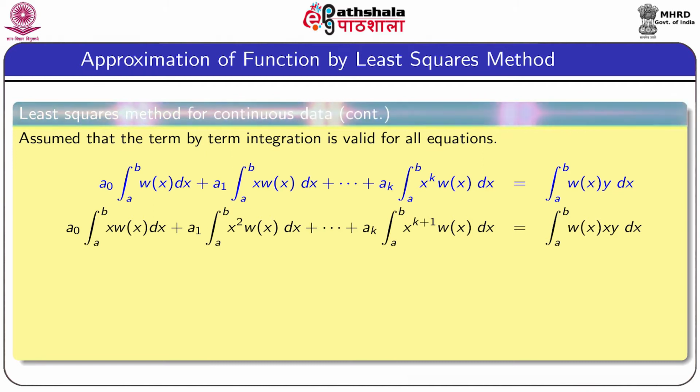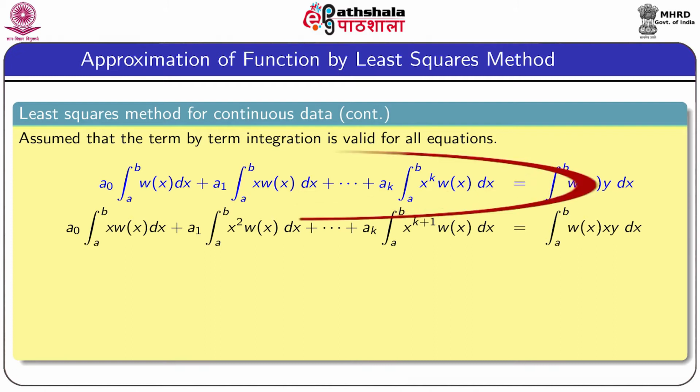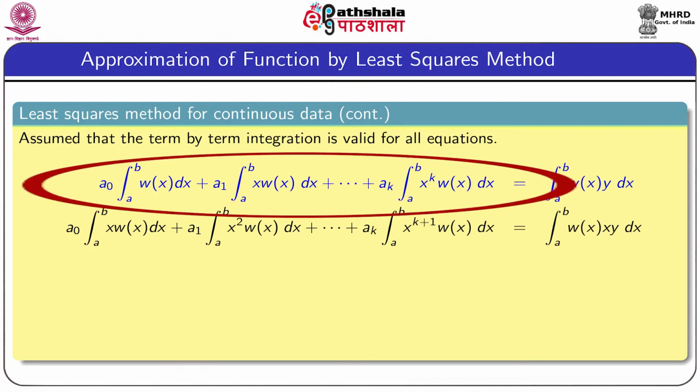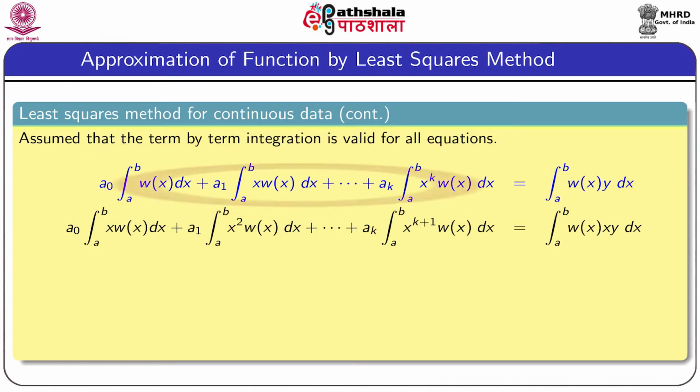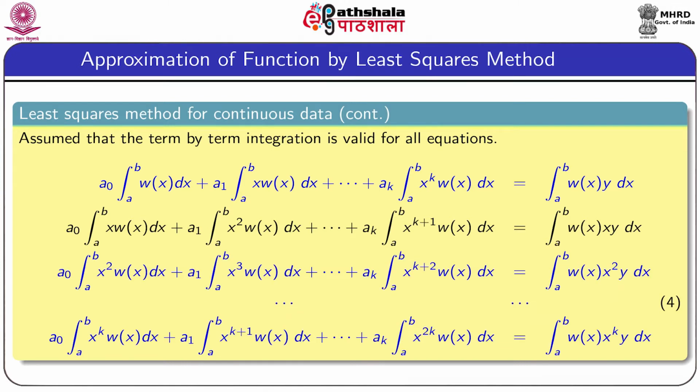Now we assume that term by term integration is valid for these equations. Then by term by term integration, the first equation is simplified as a0 integration a to b w(x) dx plus a1 integration a to b x into w(x) dx plus dot dot dot plus ak into integration a to b x to the power k w(x) dx equal to integration a to b w(x) y dx. Similarly, the second and last equations are as follows.